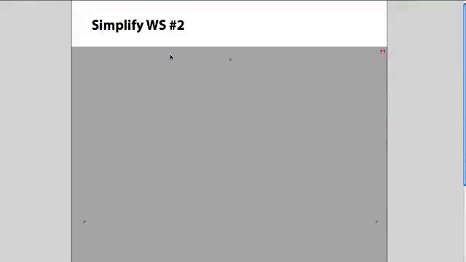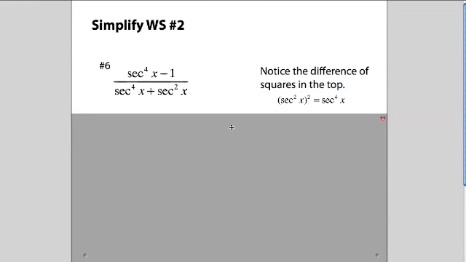Simplifying. This is from worksheet number 2. We're going to be looking at number 6 to begin with. I chose this one because it had some powers to the fourth that initially you might look at and think, I don't even have any formulas that look like that. So, what I wanted to remind you was that secant squared x squared altogether is in fact a square itself.